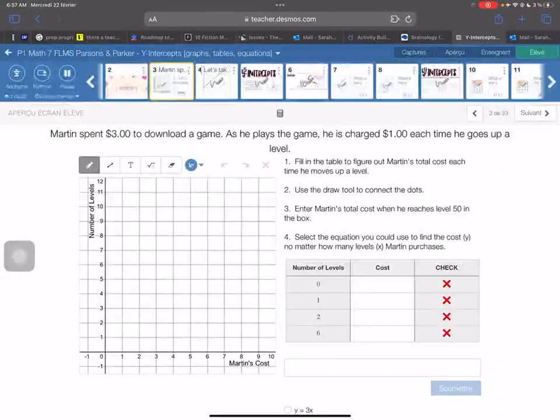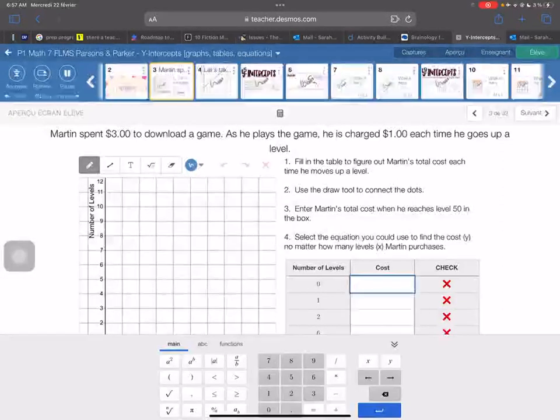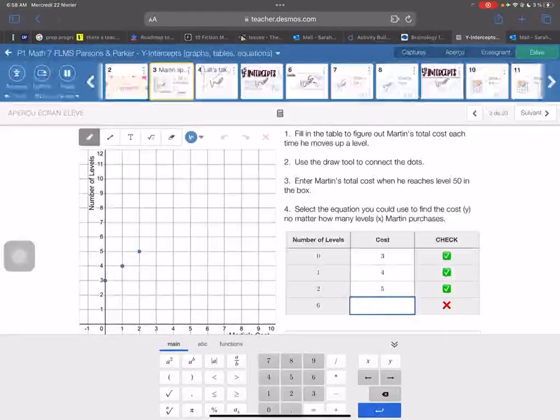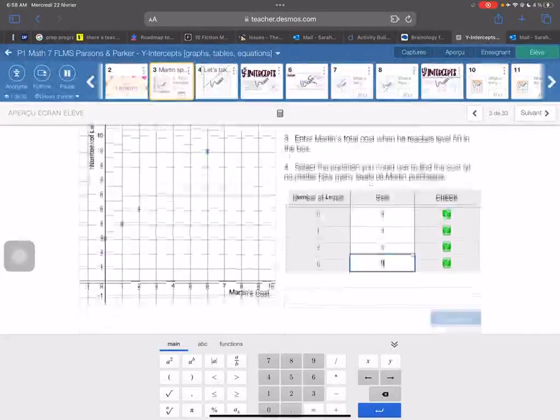So Martin spent $3 to download a game. As he plays, he's charged $1 each time he goes up a level. So at the beginning, before he goes up any levels, he spent $3 on the game. If he goes up one level, he'll be charged $4. If he goes up 2 levels, he'll be charged 3 plus 2, which is 5. If he goes up 6 levels, he'll be charged 3 plus 6, which is $9.